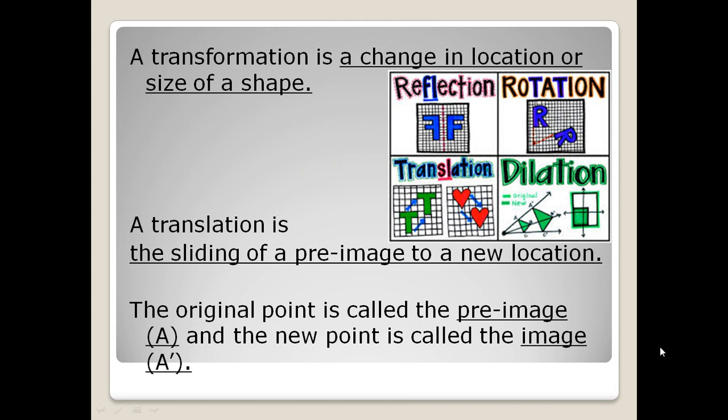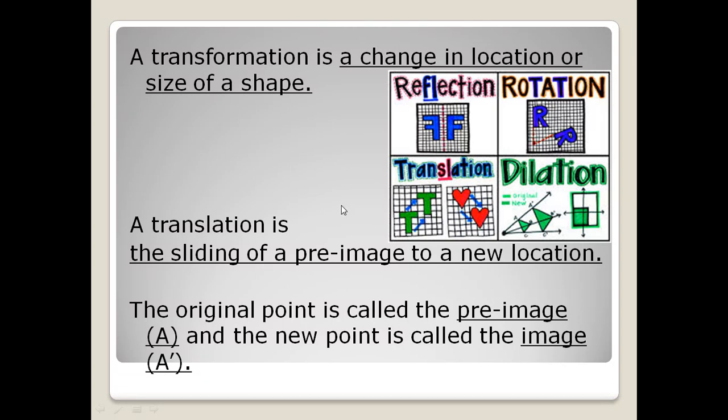So a transformation is a change in location or size of a shape, as you see here with reflection, rotation, dilation, and translation. Those are all the different types of transformations. We're going to start with translation, which is the sliding of a pre-image to a new location, as you can see here with this T, slides up to this T.